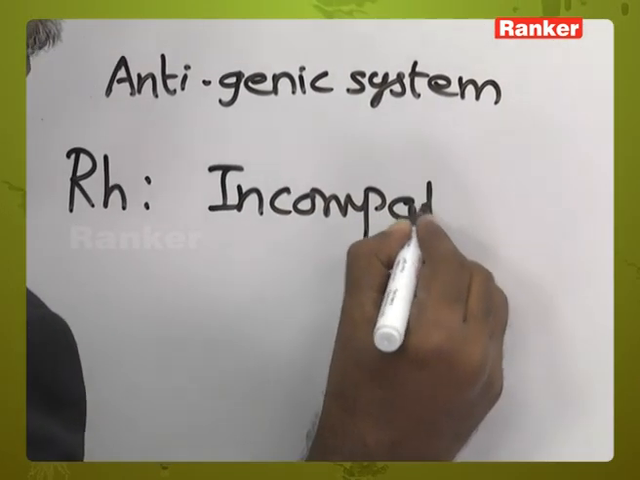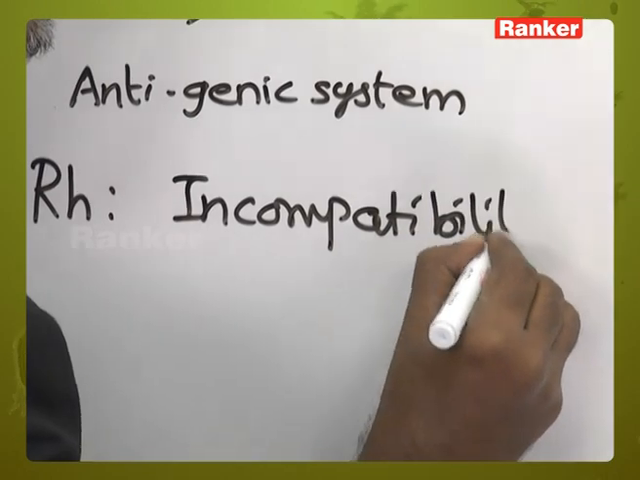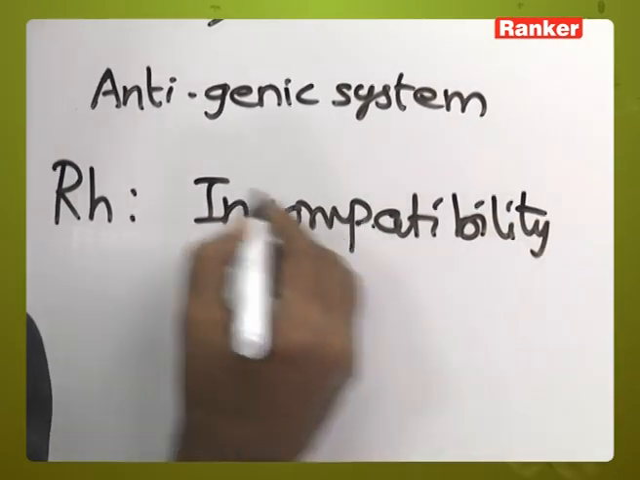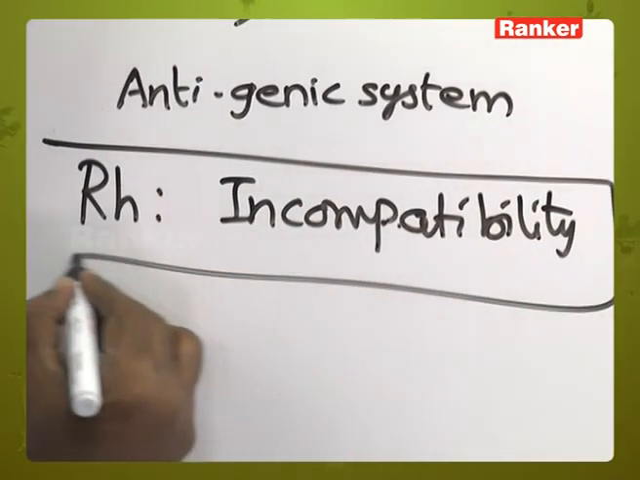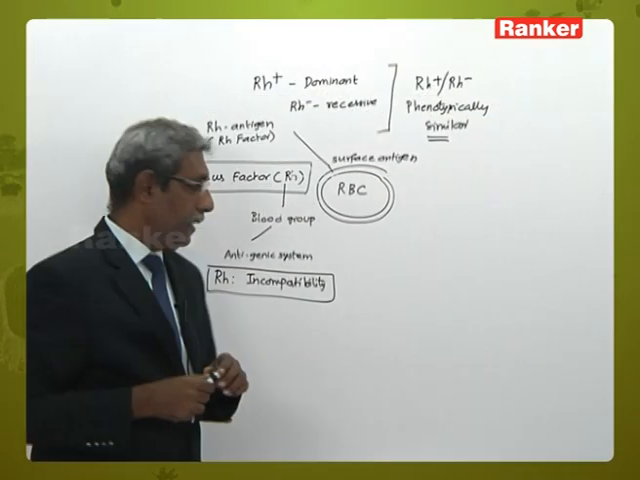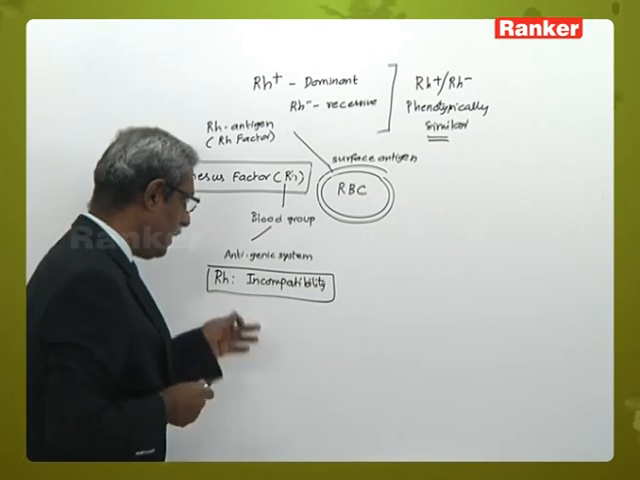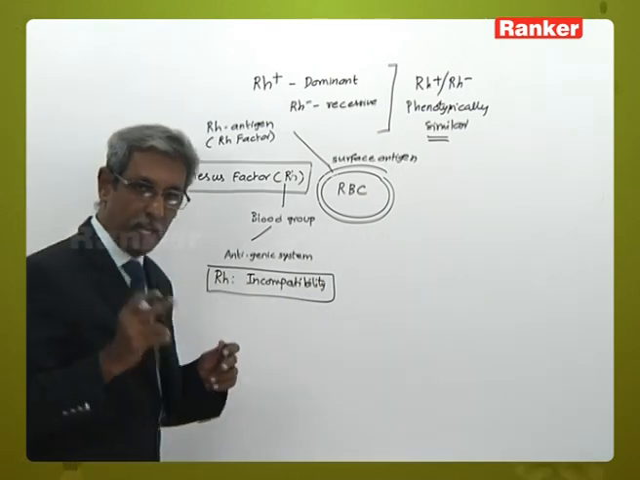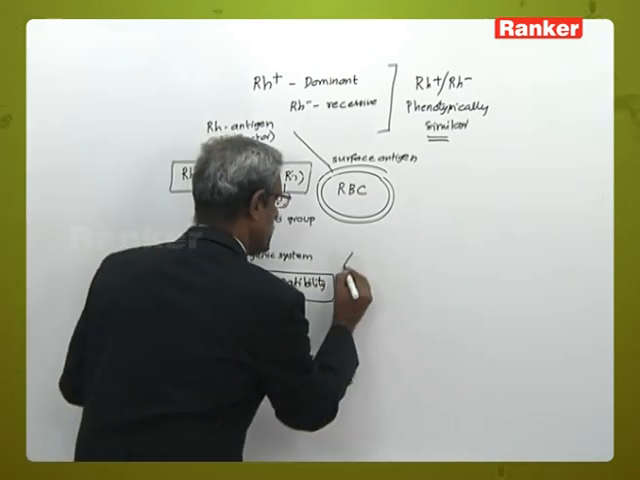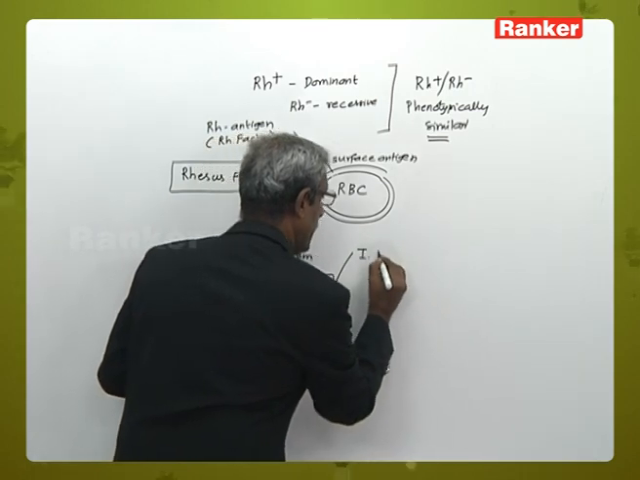We are looking at a situation wherein we are going to study RH in terms of incompatibility. Now, RH incompatibility is a situation which can occur under two conditions. First is during blood transfusion.